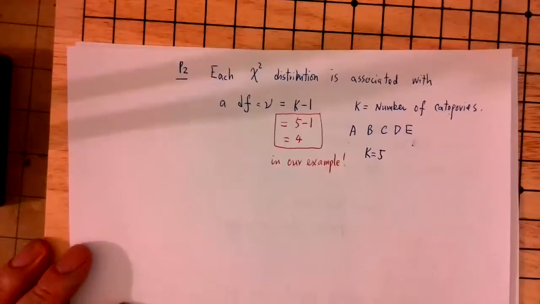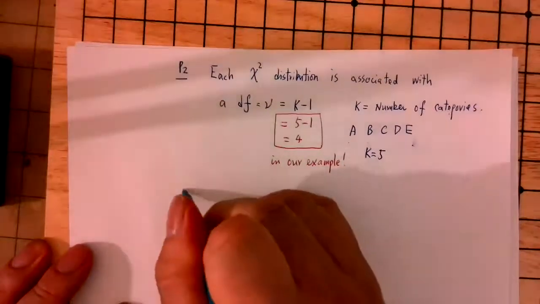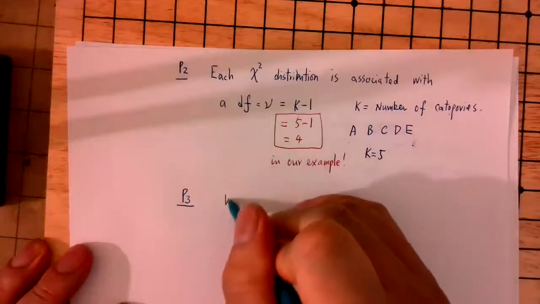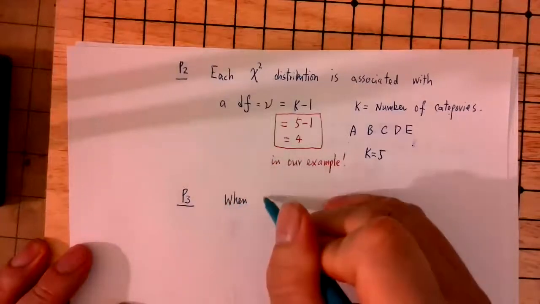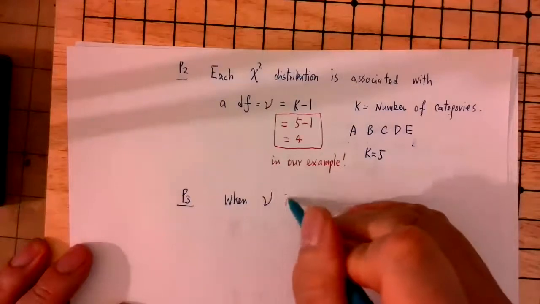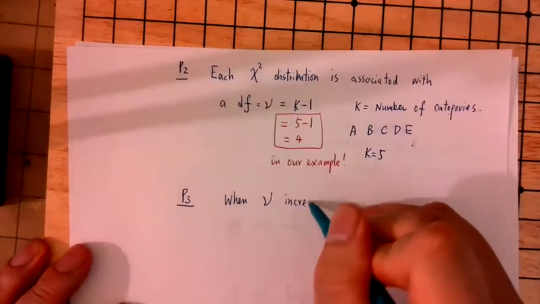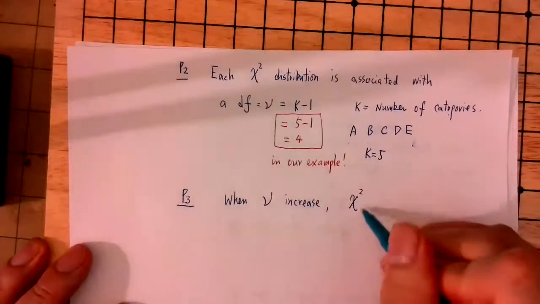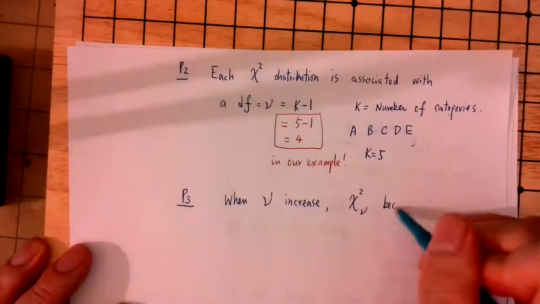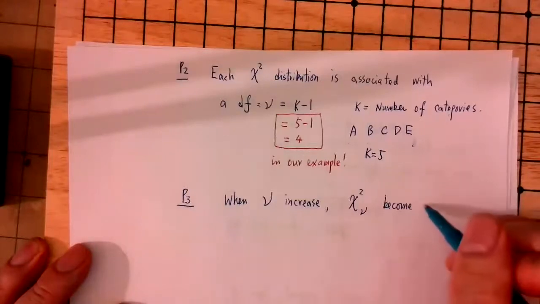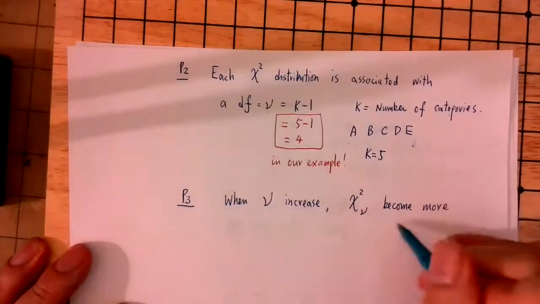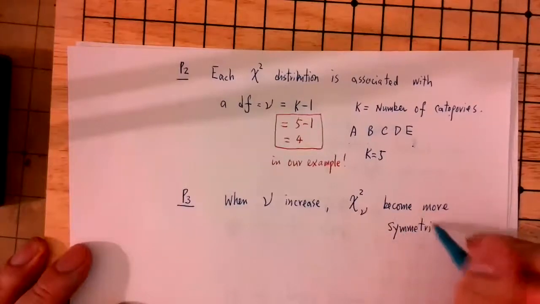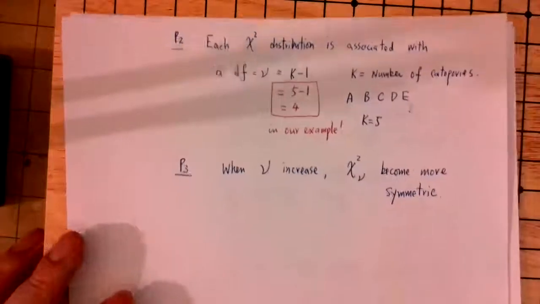And property 3. When the degree of freedom increases, the chi-square distribution with nu degrees of freedom becomes more symmetric. And what does that mean?